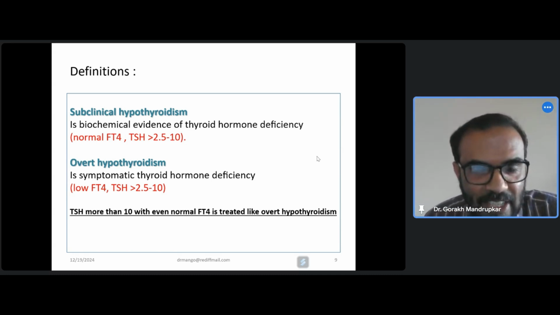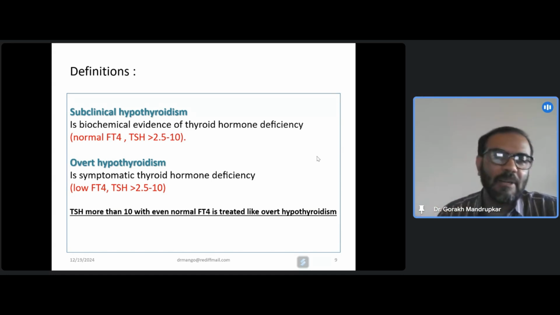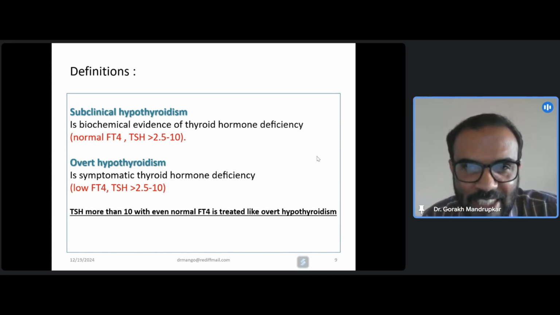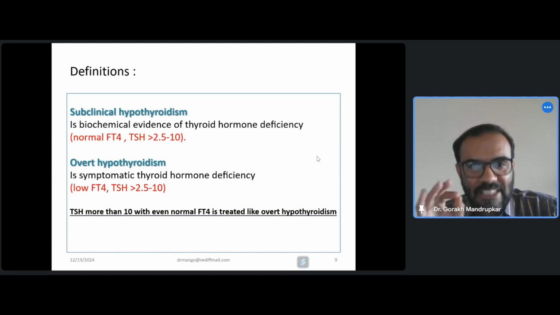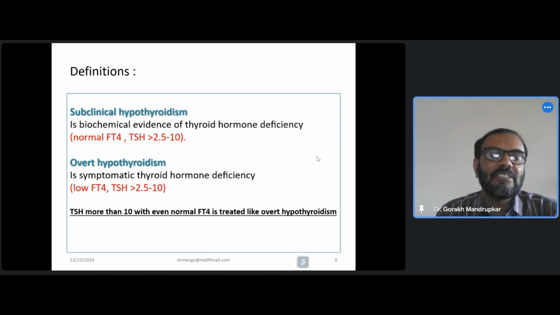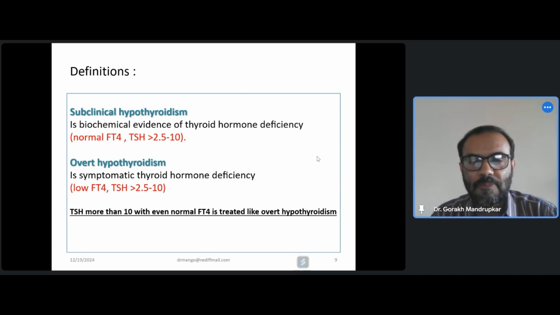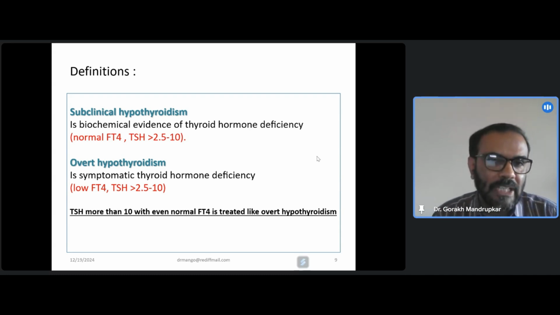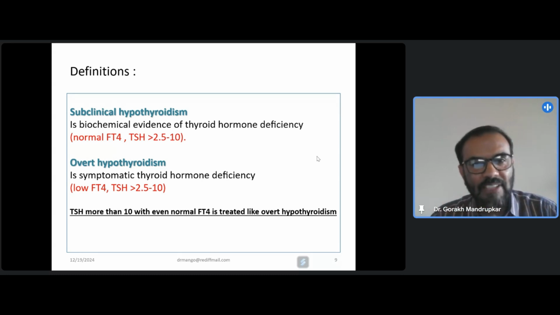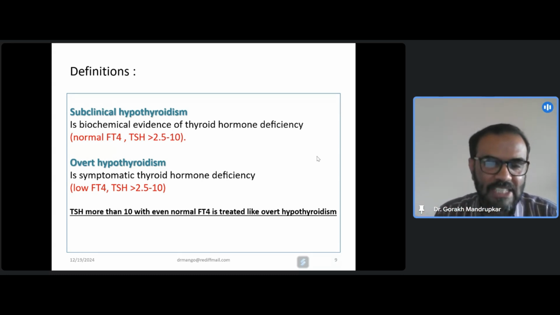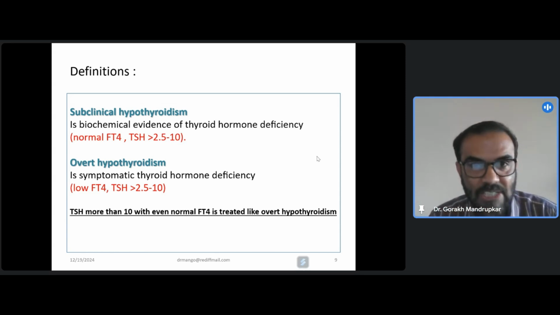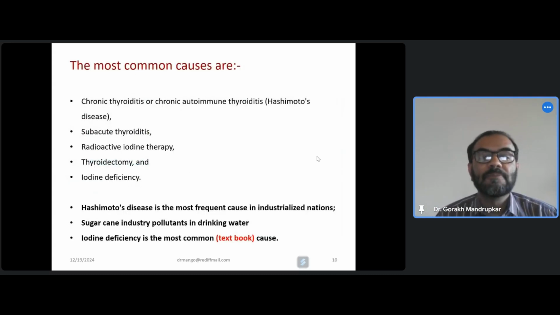So any TSH more than 10, the patient is overt hypothyroid. Suppose TSH is between 2.5 to 10, just do free T4 of her, and we can classify that patient as either subclinical or overt. Somebody will say, your opening remark was that subclinical as well as overt should be treated, so why are you classifying again? Because again, the dose of the thyroxine hormone in the management of subclinical and overt may differ. And that's why we want to classify that patient.